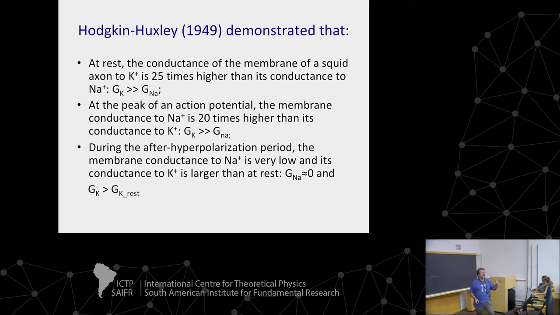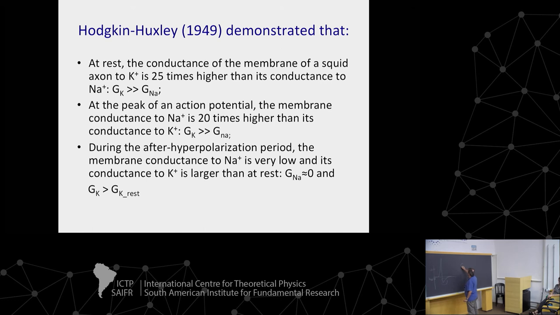And you see, when I say that the membrane is permeable to sodium and to potassium, this means that the voltage, so if the membrane is permeable to potassium, this means that the voltage is driven towards the equilibrium value of potassium, which is E of potassium, which is, say, minus 75 millivolts. If the membrane is permeable to sodium, it's the opposite.